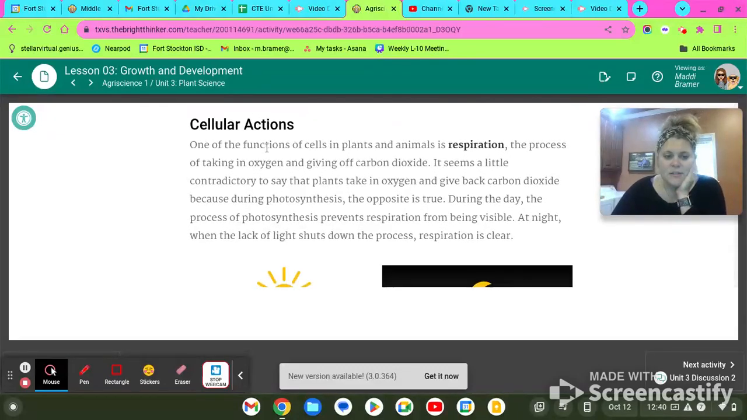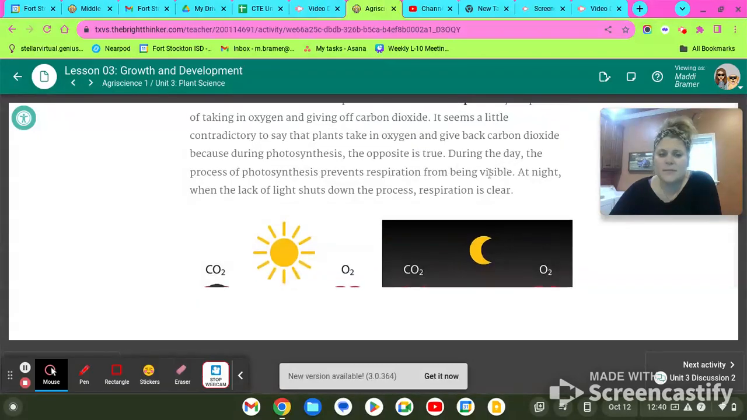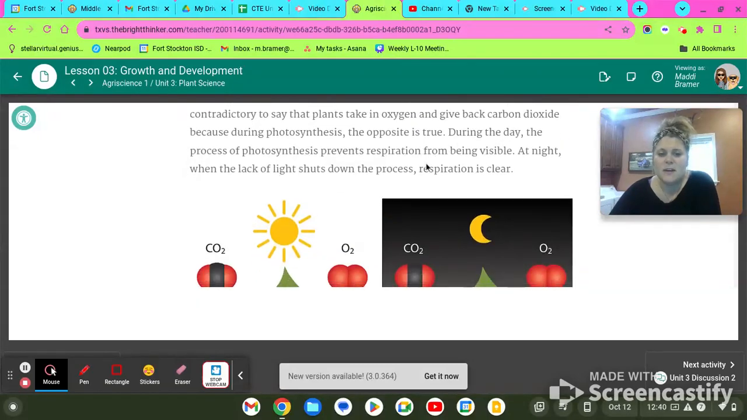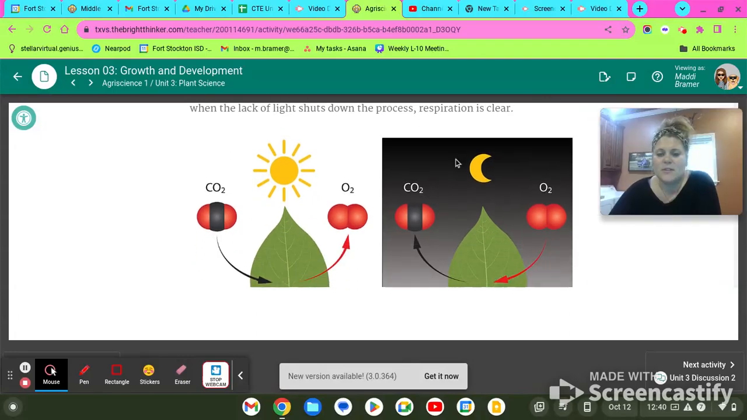Cellular actions. So one of the functions is respiration. You need to know that's the process of taking in oxygen and giving off carbon dioxide. It seems contradictory to say that plants take in oxygen and give back carbon dioxide, because during photosynthesis the opposite is true. During the day, photosynthesis prevents respiration from being visible. At night, when the lack of light shuts down photosynthesis, the process of respiration is clear.